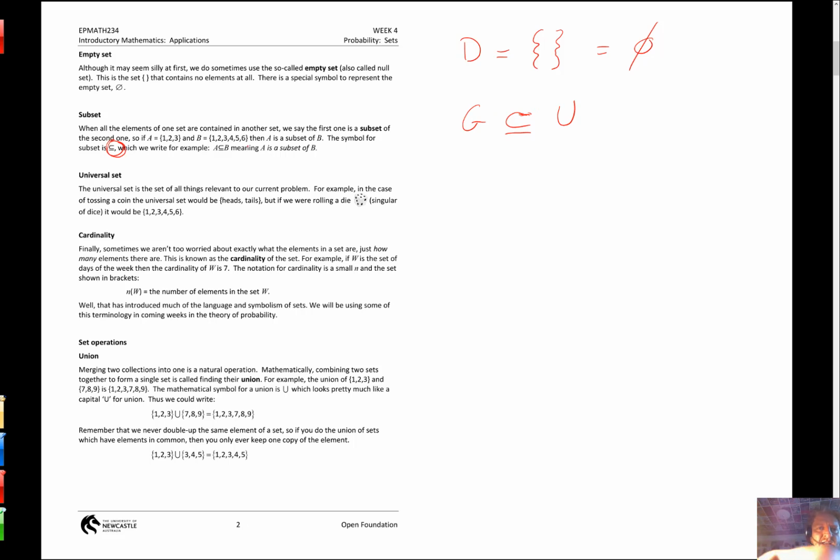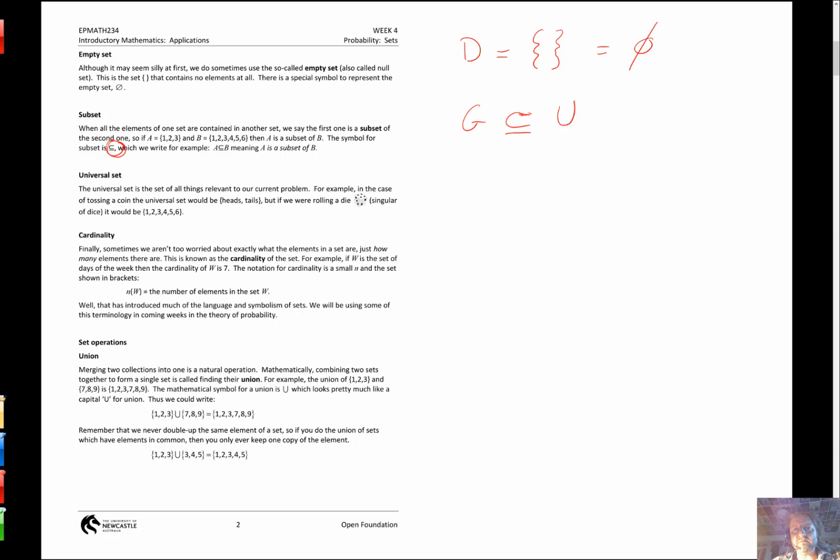Okay? Here that said A is a subset of B. Well, given that A is 1, 2, 3 and B is 1, 2, 3, 4, 5, 6, yeah, A is part of B. A is a subset of B. So a subset is any part of the second set. Okay? Be it one element, be it all the elements, it's a subset of it.